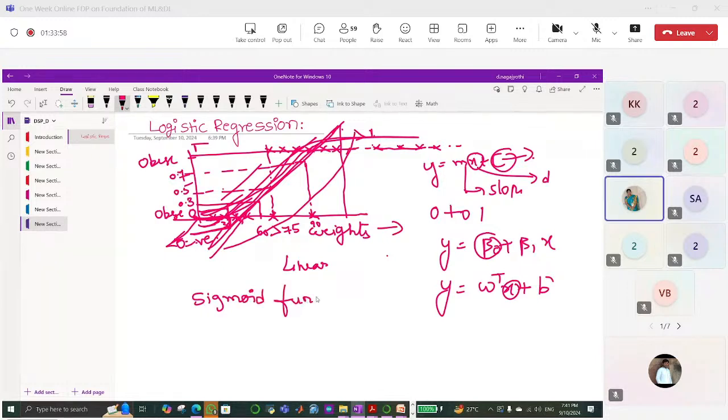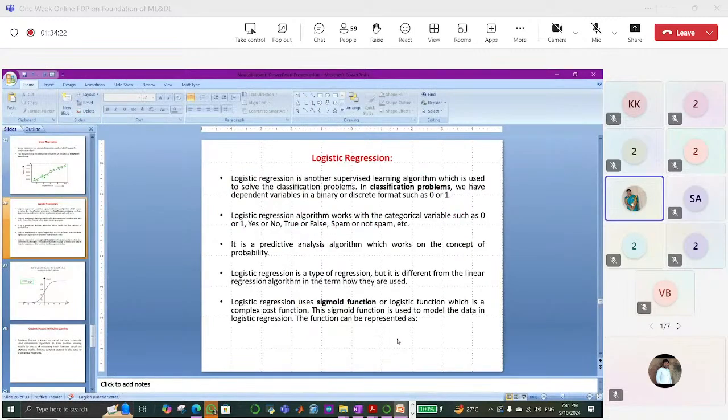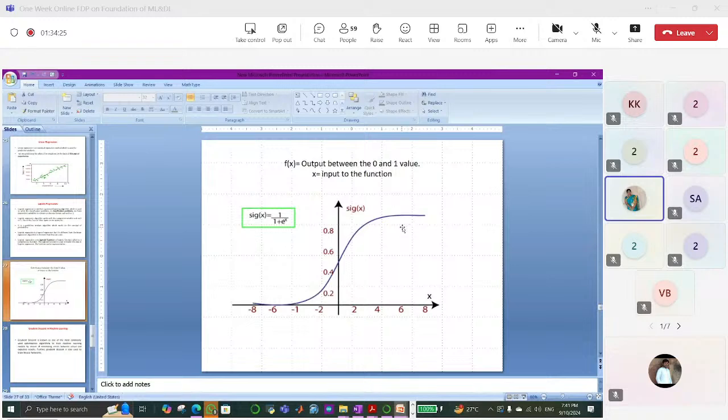So the sigmoid function is y is equal to f of x, and this value is equal to 1 by 1 plus e power minus x, or z. Whatever value we are considering as the independent variable, 1 plus e power minus z value. I'll show the graph of the sigmoid. So this is the sigmoid graph. Suppose this x value is equal to 0. What is the value here? 1 by 1 plus e power 0, so 1 by 2, which means this is the 0.5 value.